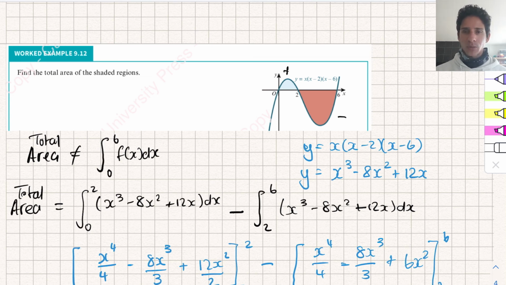If you were just asked to work out total displacement, well, then you could just take the integral as is, right? That's how far am I away from my starting point. But if I want to know exactly how far I've traveled, well, I need to know all those separate areas and add them together.